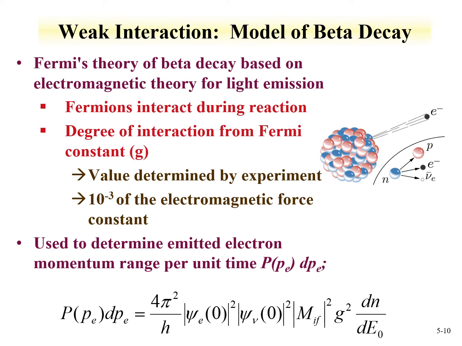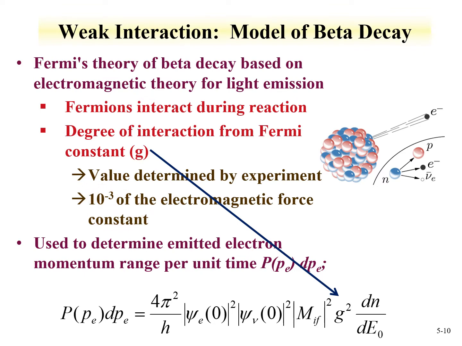Beta decay can be modeled based upon the weak force. This weak interaction is what Fermi used, and he based it upon the electromagnetic theory for light emission. Fundamentally, fermions are interacting during the reaction. An example is shown here, a neutron going to a proton, electron, and antineutrino. This degree of interaction can be evaluated by something called the Fermi constant. This Fermi constant, G, is determined by experiment. It's about 10 to the minus 3 of the electromagnetic force.